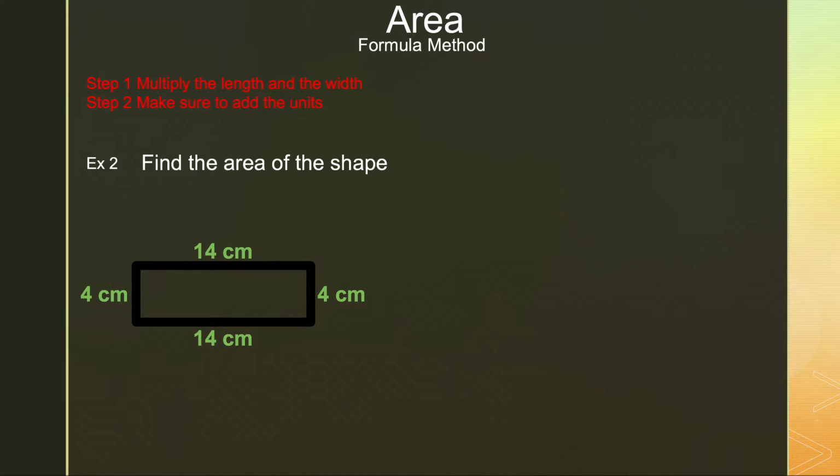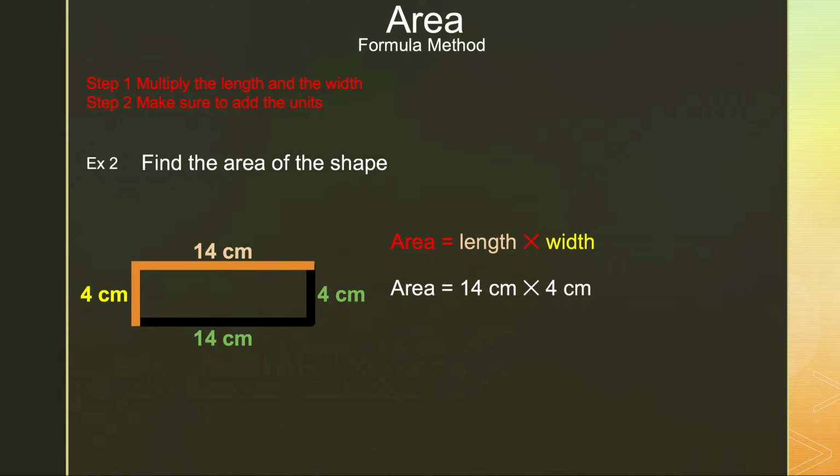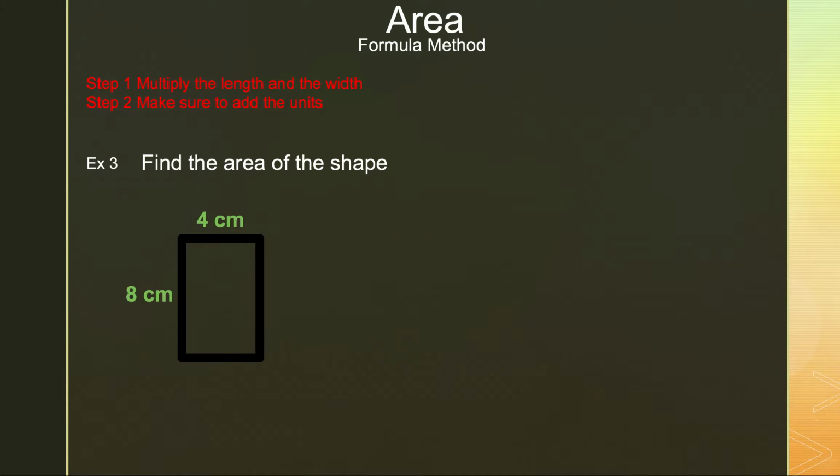Here we have it, and we're going to go ahead and write down that formula, which is length times width. And once again, we need to pick two side lengths that form an L. And when we do that, we get 4 centimeters and 14. And so then we need to go ahead and multiply those two numbers together, and we get 56 square centimeters, or 56 centimeters squared. Now, let's take a look at the next example.